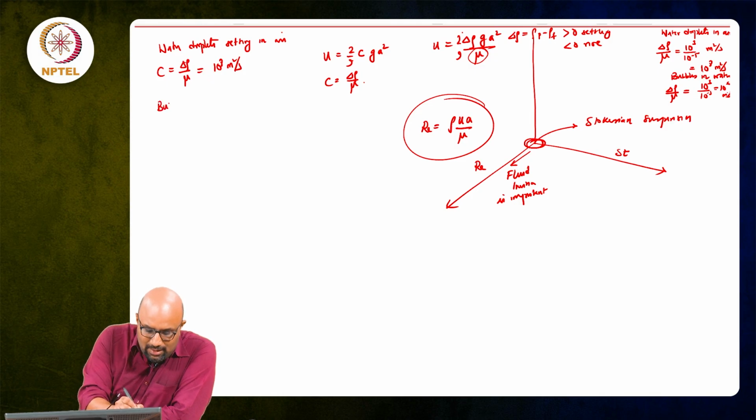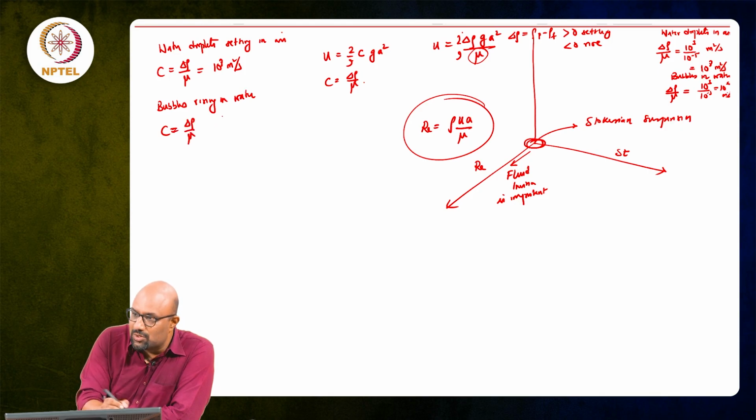For gas bubbles rising in water, it is typically what you would see when you pour a glass of cold drinks, there would be bubbles which would be rising up. So, this is approximately 10 to the power 6 meter square per second.